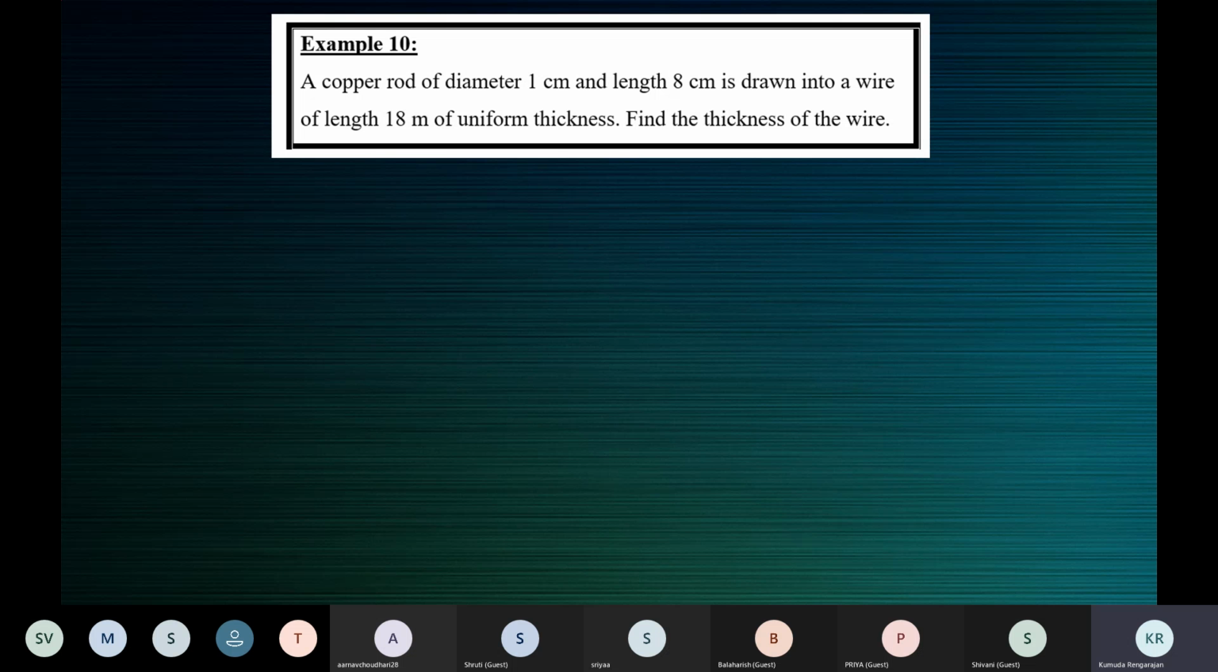So a copper rod of diameter. For the copper rod, you know the radius, you know the height. That is drawn into a wire. Wire again is a cylinder. The copper rod is a cylinder. The wire is also a cylinder. The wire is a flexible cylinder because it can be rolled. You can wind it around something. So it's drawn into a long wire. Wire is a long cylinder. Wire of length 18 meters, or 1,800 centimeters, of uniform thickness.